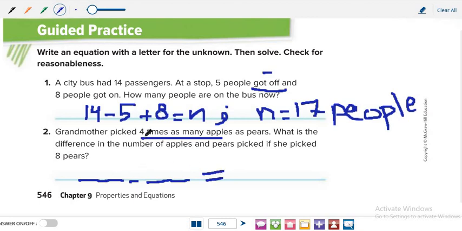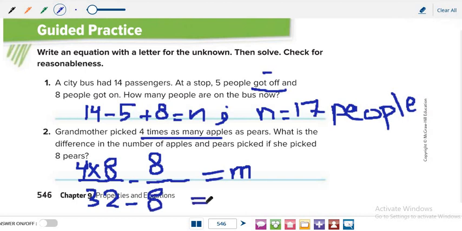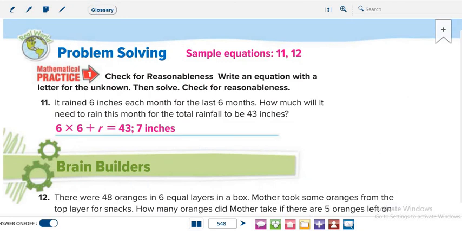Now, the number of apples is 4 times as many apples as pears. So, 4 times the number of pears, which is 8, so 4 times 8, minus the number of pears, which is 8, equals m. This is the unknown. Usually, we write a small letter to represent the unknown. Now we need to find the unknown. 4 times 8 equals 32, minus 8, equals 24. Excellent, grade 3. So the unknown is 24. So she picked 24 more apples than pears.